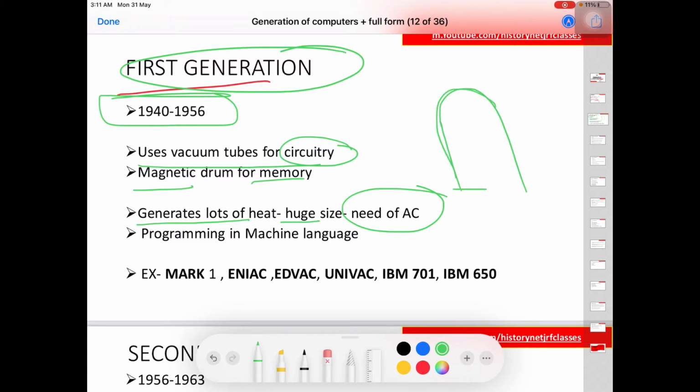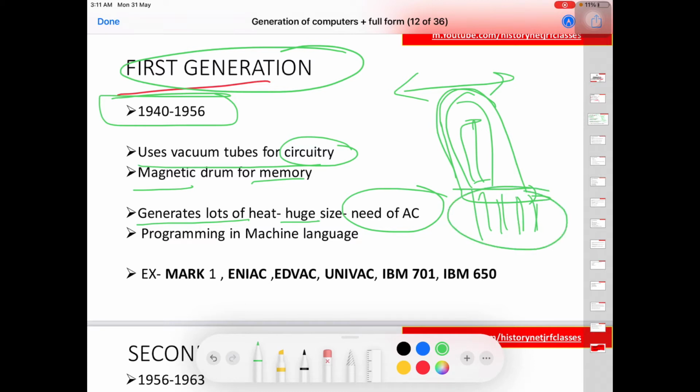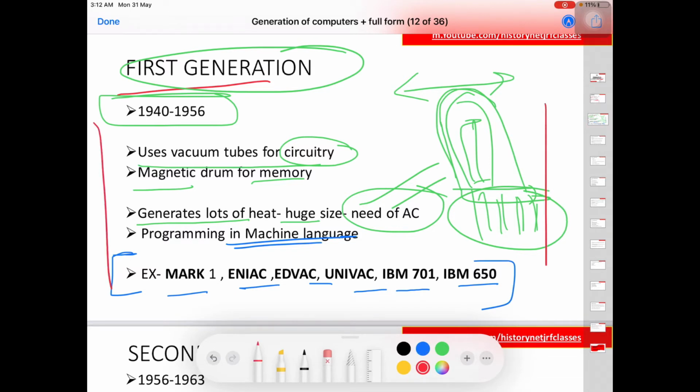It's a glass, and it has all the wires, cathodes and other things installed inside the glass. The computers of the first generation are very large, and because they have lots of wires, lots of heat is produced, and that is why there is a need of AC. The computers of the first generation were programmed in machine language. Examples are Mark 1, ENIAC, EDVAC, UNIVAC, IBM 701 and IBM 650. So this was all about first generation computers.